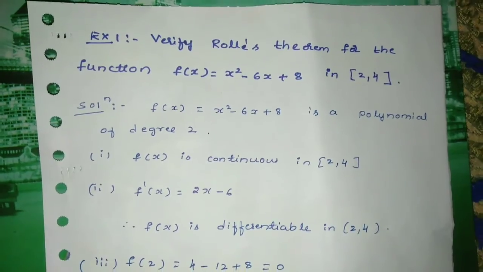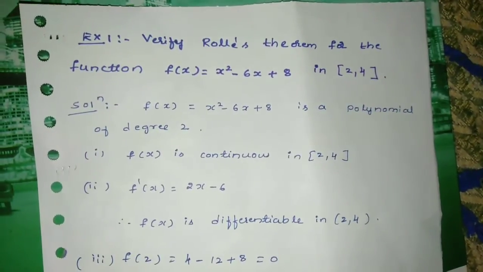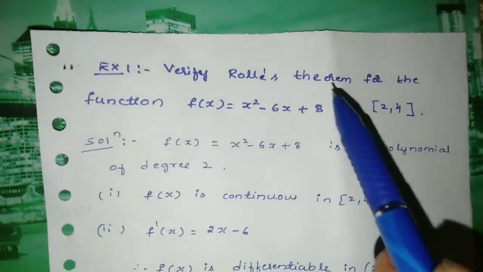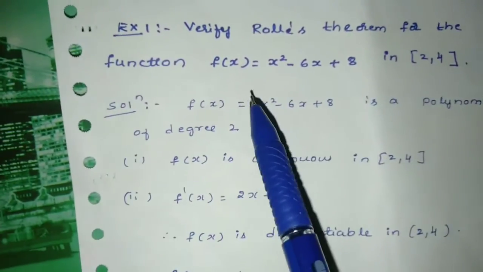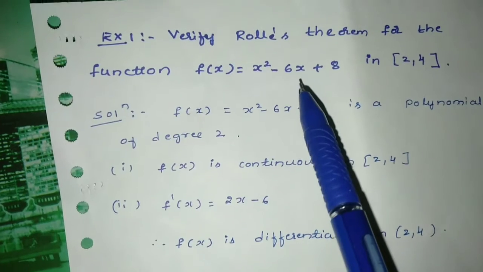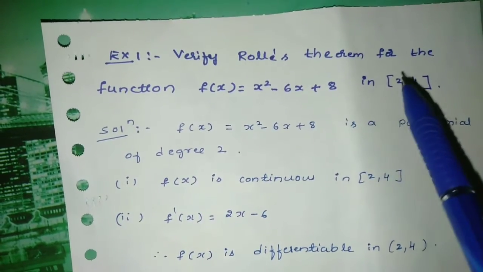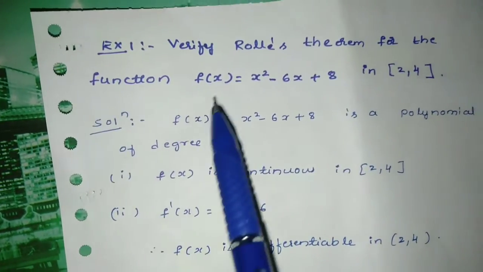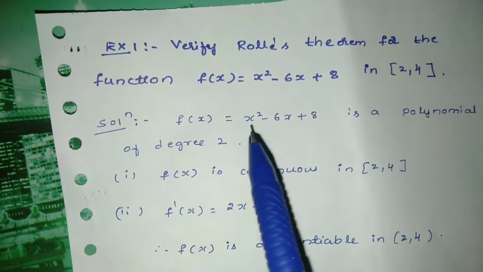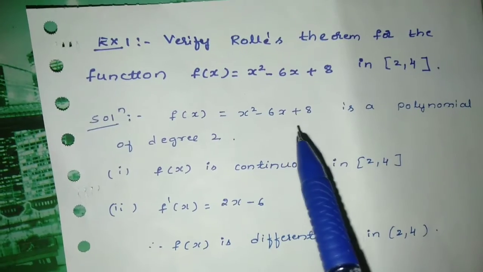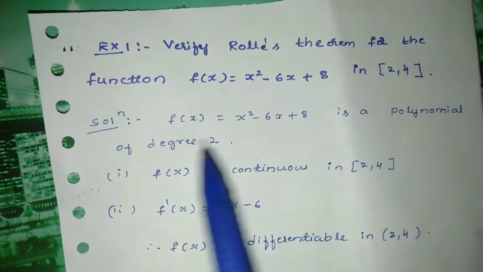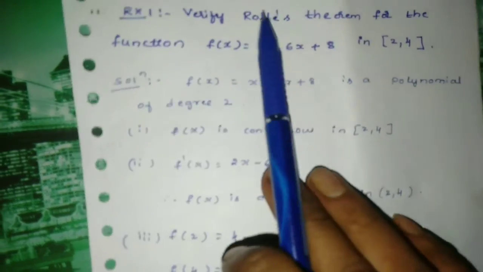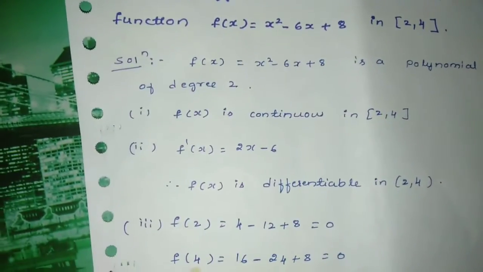Now we have to see some examples related to Rolle's theorem. Example 1: verify Rolle's theorem for the function f of x is equal to x square minus 6x plus 8 in closed interval 2 comma 4. Solution for this question: f of x is equal to x square minus 6x plus 8 is a polynomial of degree 2. You have to check the three conditions of Rolle's theorem.